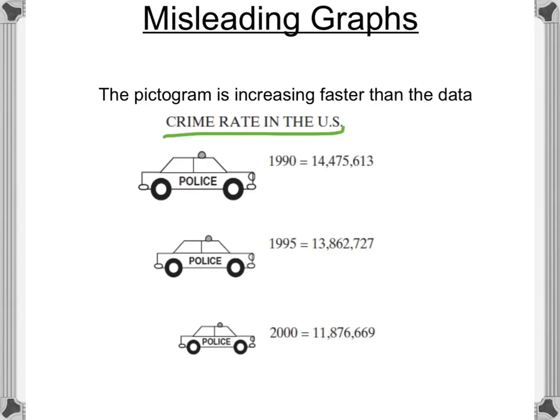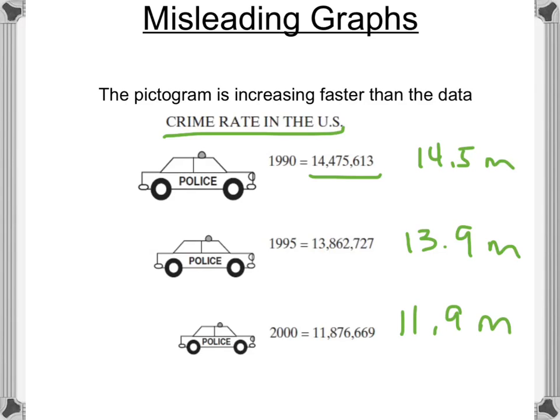So they're looking at how crime increased over 5 years. The first one's about 14.5 million, the second one's about 13.9 million, and as the years are increasing, the crime rate in the United States is decreasing. The third one is about 11.9 million. Between these two years, it's only decreased about 0.6 million, or 600,000.